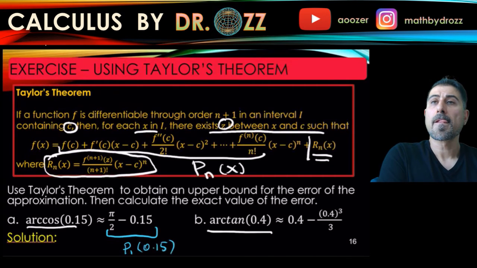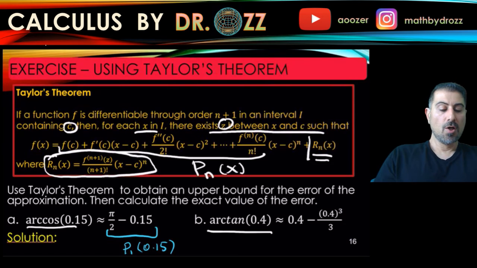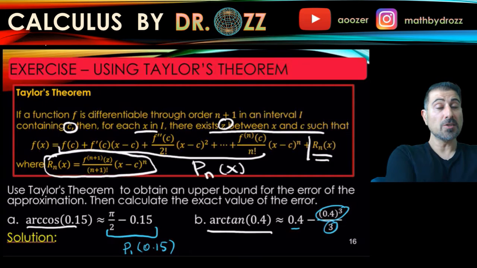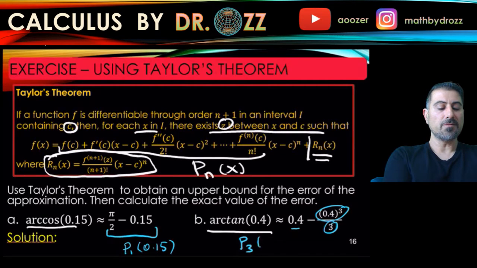For part A, I'm going to be interested in finding R1, and I'll try to find an upper bound for it. For part B, since we have 0.4 and then all the way to 0.4 cubed divided by 3, we are keeping the Taylor polynomial of order 3, so that's P3, evaluated at 0.4. For this case, I'm going to be interested in R3.